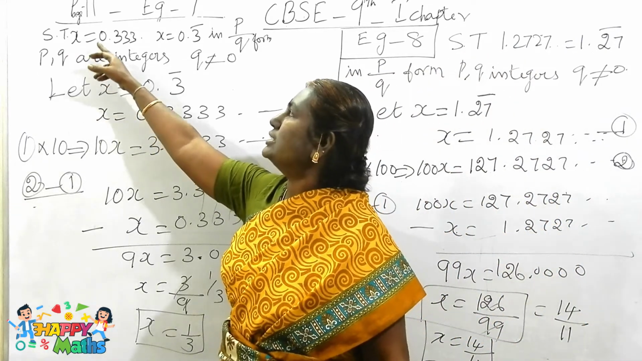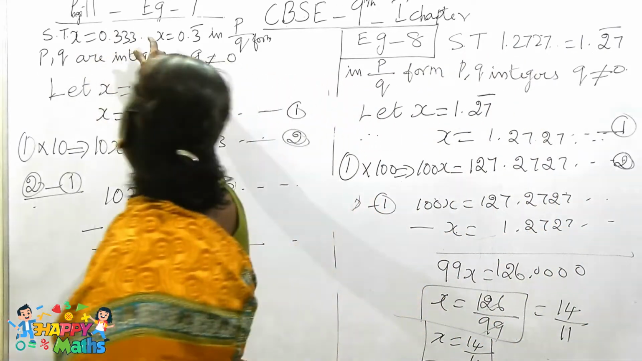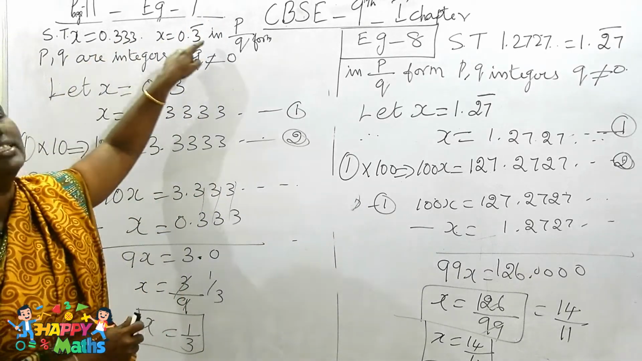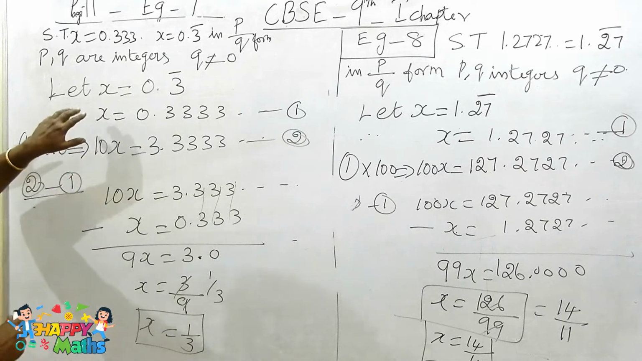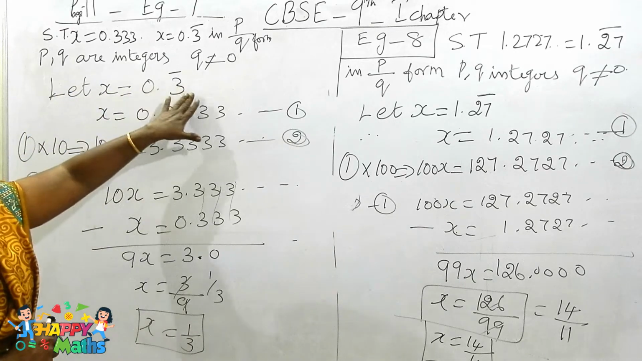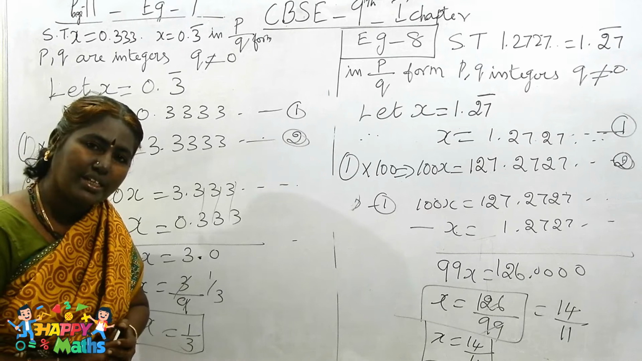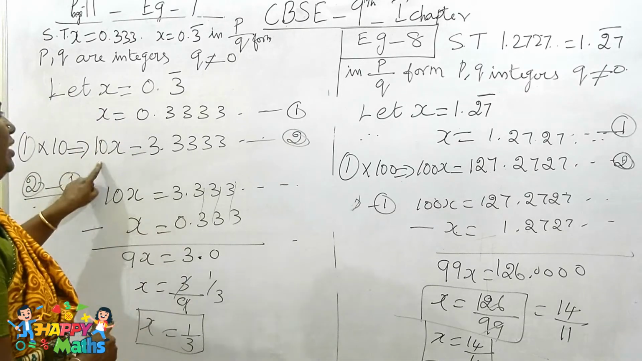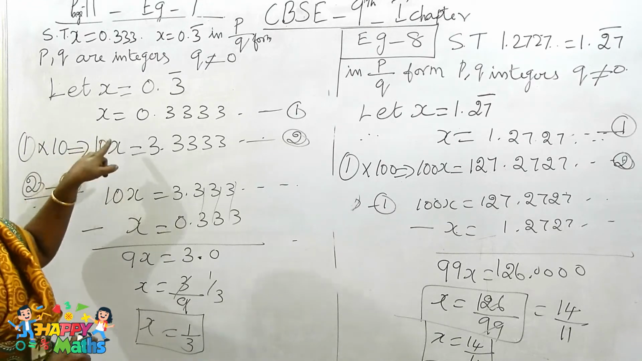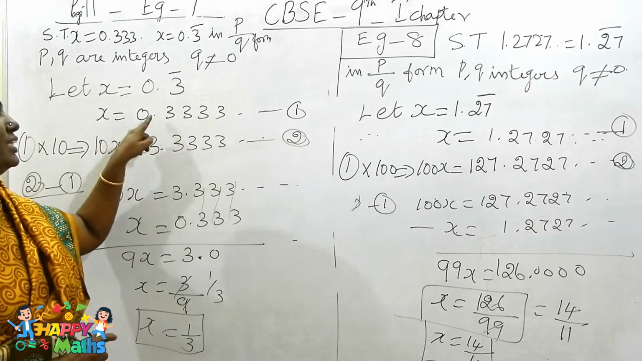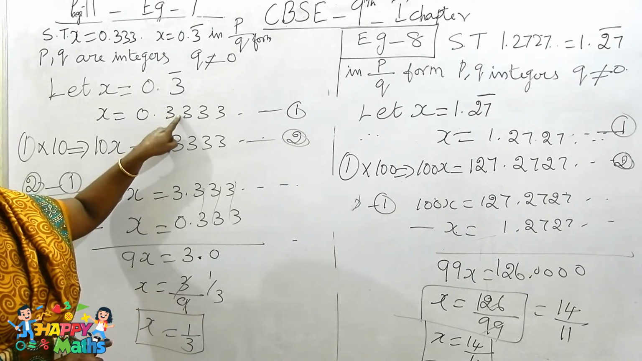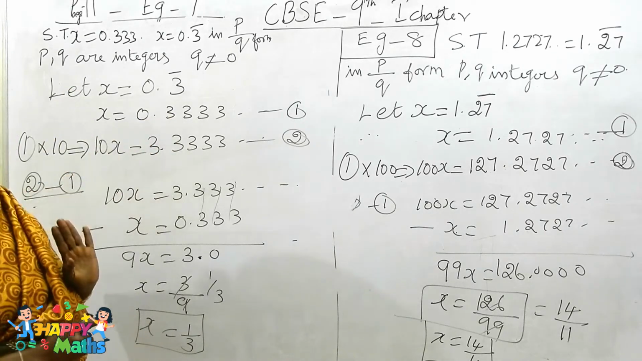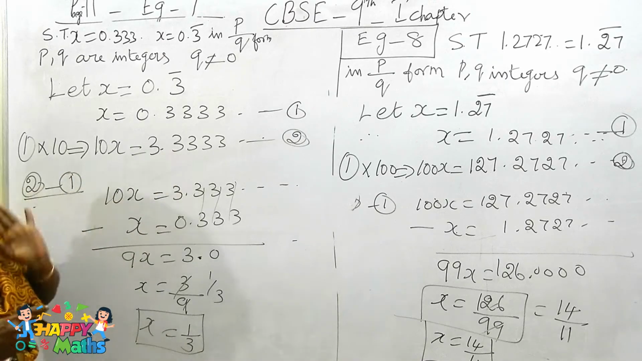They have given you x is equal to 0.333, that is x equal to 0.3 bar. If one number is recurring, then 3 bar is coming. So I have taken let x equal to 0.3 bar. How many numbers are recurring? Only one number. So we need to multiply by 10 only. So 10x. When I multiply this x by 10, the decimal point will move one digit towards the right side. So this 0.3 will become 3.3 now. See, I have got 10x equal to 3.3.